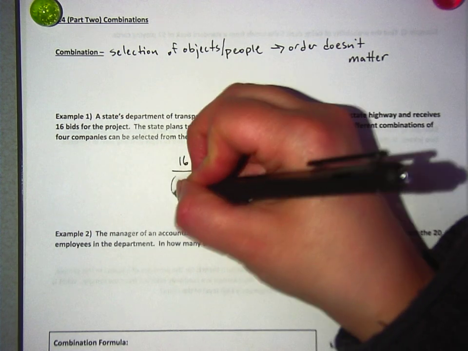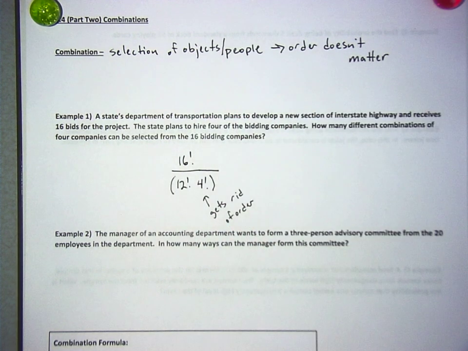Go ahead and put this in your calculator right now. Make sure you put parentheses around the bottom and compare your answer to your partner.